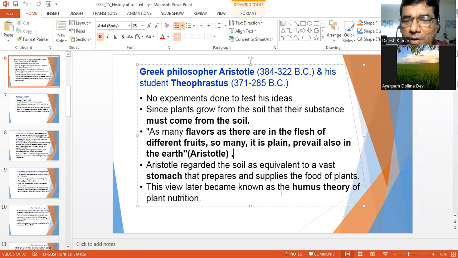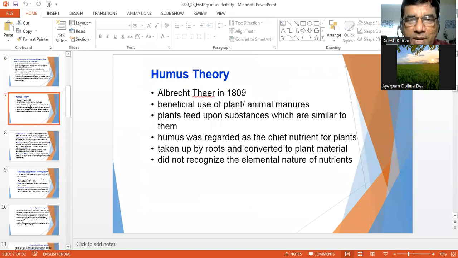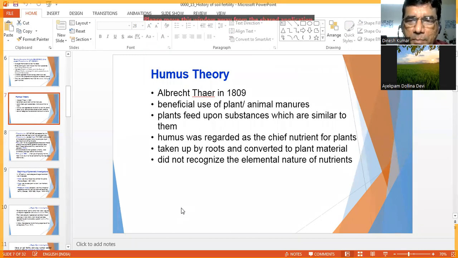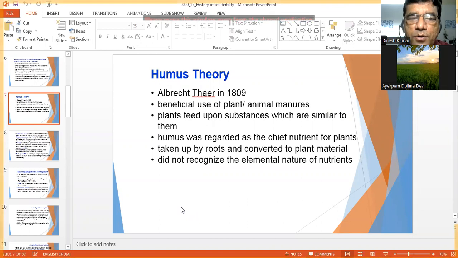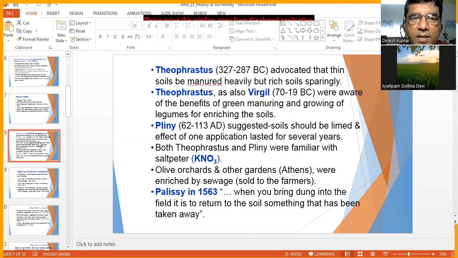This view later became known as the humus theory of plant nutrition. That lets the organic matter go into the soil, be broken into small pieces, and be taken up by the plant. That is your humus theory, proposed by Albrecht Thaer in 1809, promoting the beneficial use of plant or animal manures. Plants feed upon substances which are similar to them. Humus was regarded as the chief nutrient for plants, taken up by roots and converted to plant material; they did not recognize the elemental nature of nutrients. So by this theory, the humus will be directly taken up by the plant.